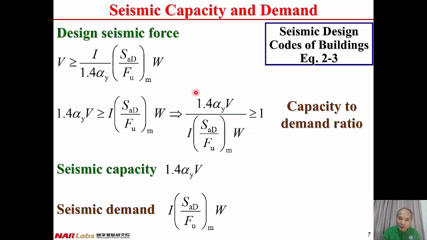So the numerator here, we can call it seismic capacity, equal to 1.4 alpha y times V. The denominator here, we can call it seismic demand, I times SAD divided by FU modification W. And in this lecture, we will focus on the seismic capacity of a building.